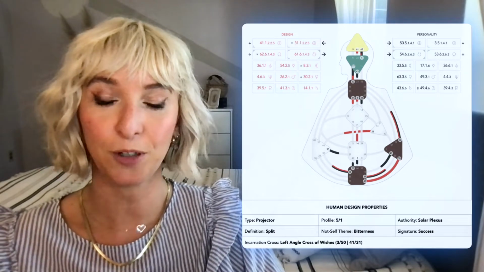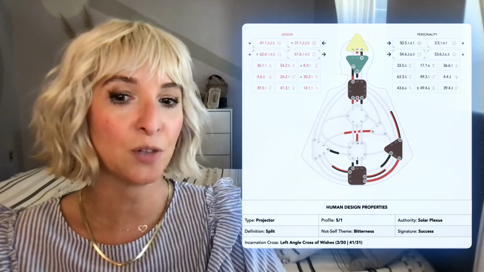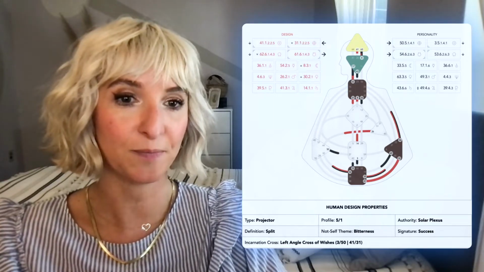She was a projector. She was a 5-1 profile with emotional authority, split definition, and she was on the left angle cross of wishes. There's a lot to say about Queen Elizabeth, especially since her life has been so well documented. I have to admit that most of what I know about the royal family, I know from movies and the show The Crown on Netflix, but I have heard that it is pretty historically accurate, so I'm going to use the things I know about the royals through that show to make certain points about what I see in terms of Queen Elizabeth's design.